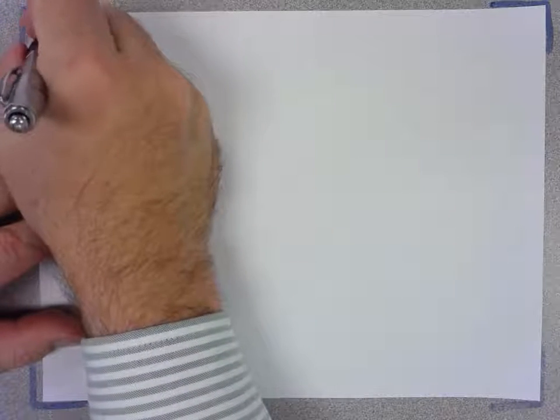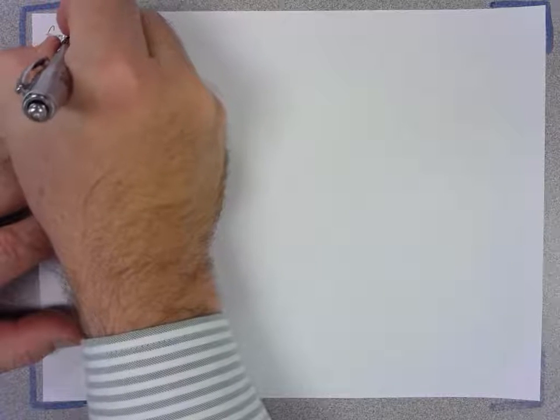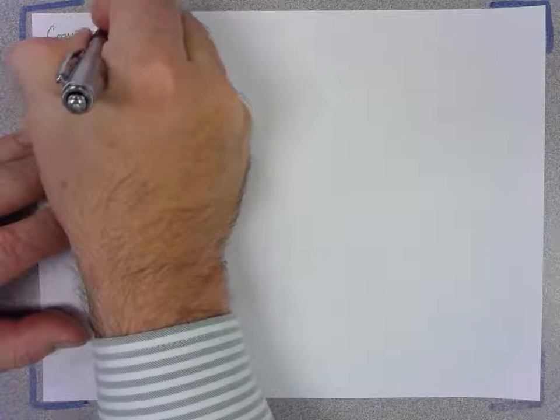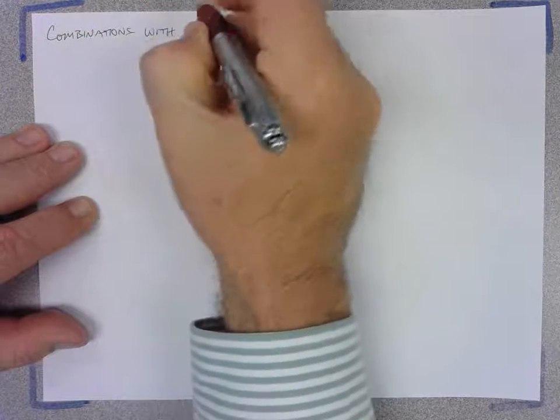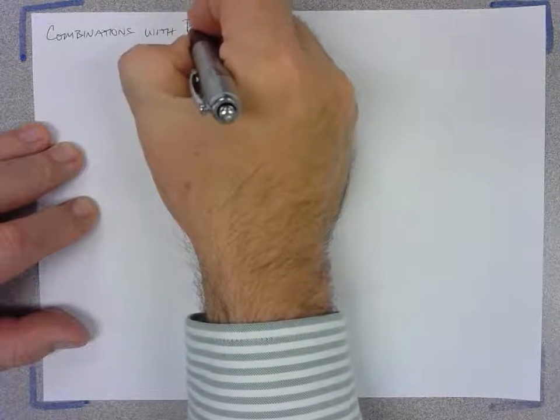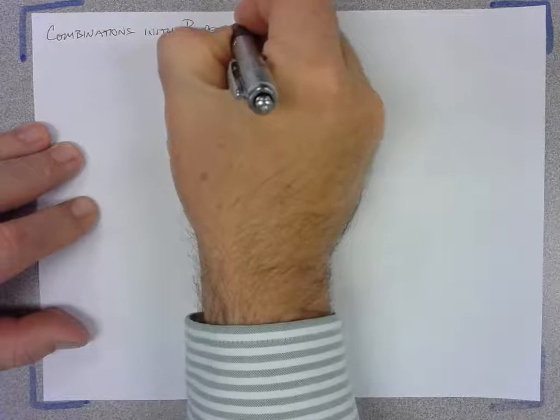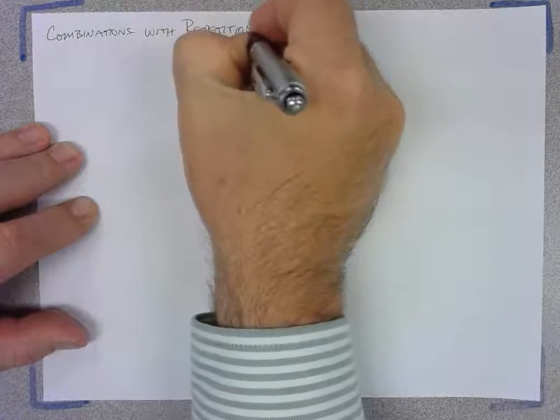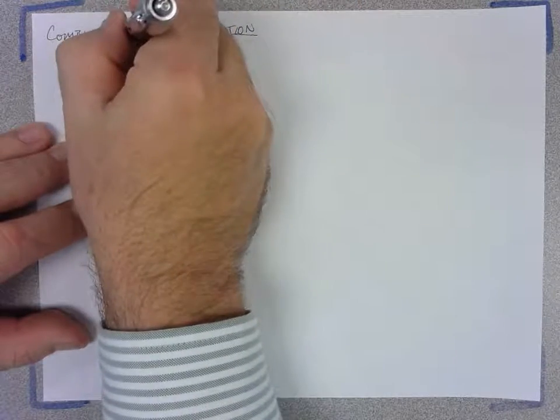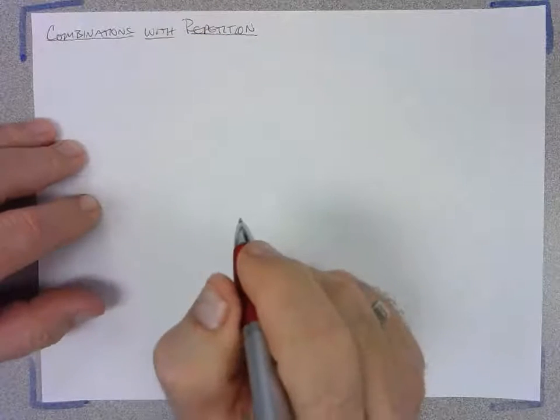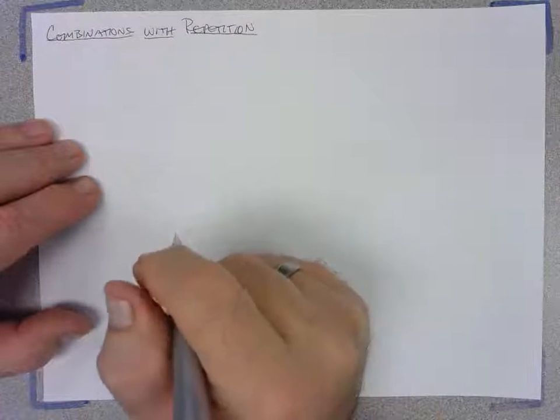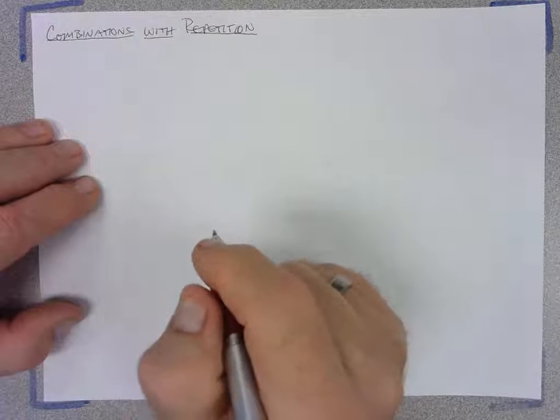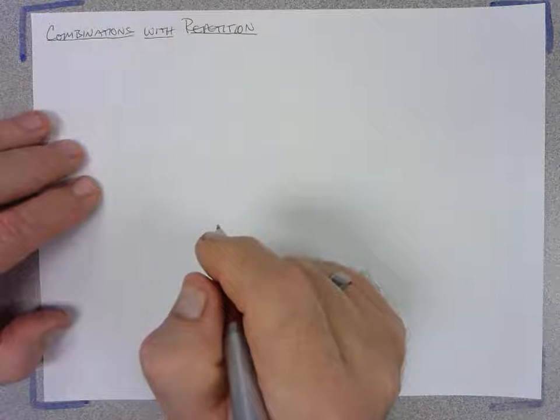Let's move on to something a little different. This is called combinations with repetition. And it's the next section in our textbook. I hope you are reading the text. I don't assume that I'm covering everything in the textbook. Between the stuff that I cover and the text, you should have everything pretty well taken care of.